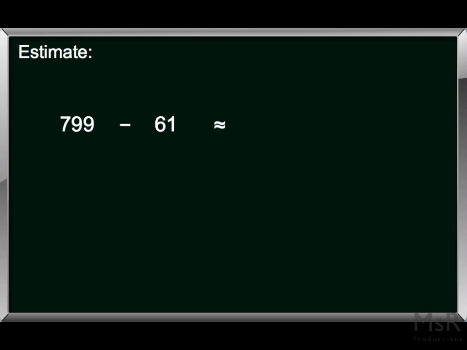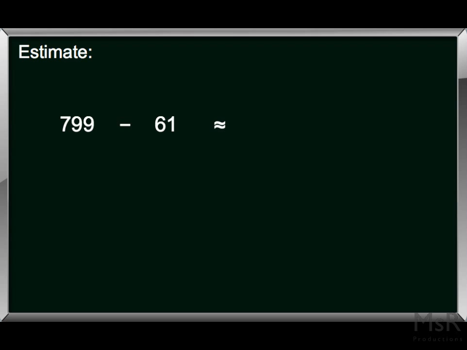Now we're going to take a look at 799 take away 61. We're going to find out what our estimate is for this. So once again, we're going to have to use our rounding rules. And what we want to do is round each of these once again to the nearest 10 before subtracting. So if we take a look at 799 and try to round this to the nearest 10, what we're going to end up with is 800.